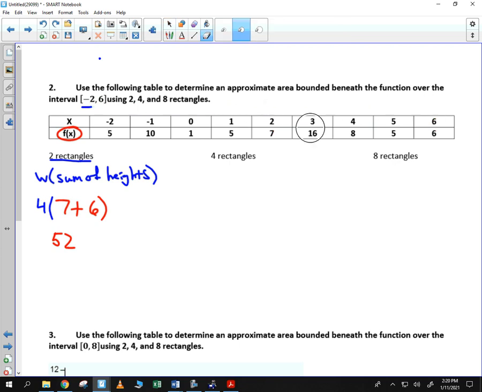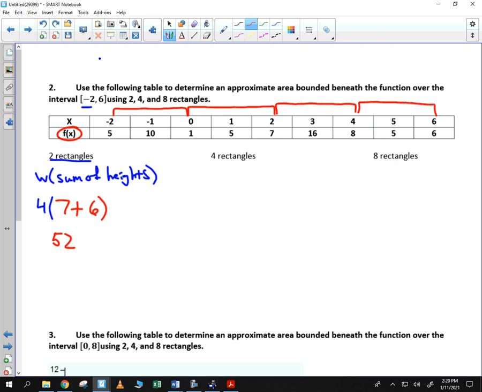Suppose we move on to 4 rectangles. Over an interval of 8, that will give a width of 2. So therefore, I go from -2 to 0, 0 to 2, 2 to 4, 4 to 6. Width of 2. So the first height will be 1. Next height will be 7, then 8, then 6. 14 and 14 is 28. I'm sorry, 8 and 14 is 22 times 2 is 44.